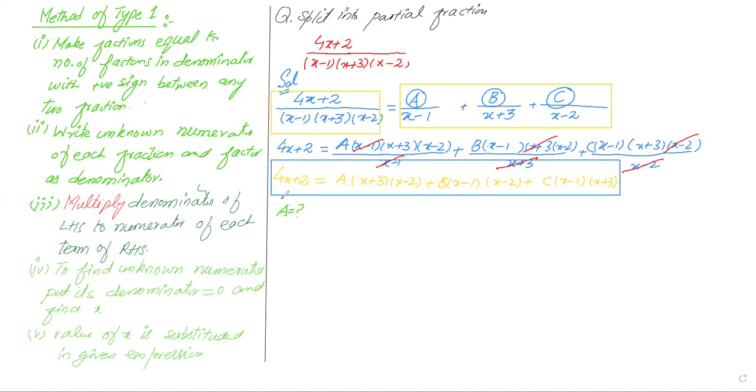What is its denominator? Its denominator is x minus 1. You have to put it equal to 0, and x is equal to 1. So you have to substitute this value over here. Where you have x minus 1, you have to put 0, and where you have the simple x, you have to put 1. So A times x is replaced by 1 plus 3, x is replaced by 1 minus.